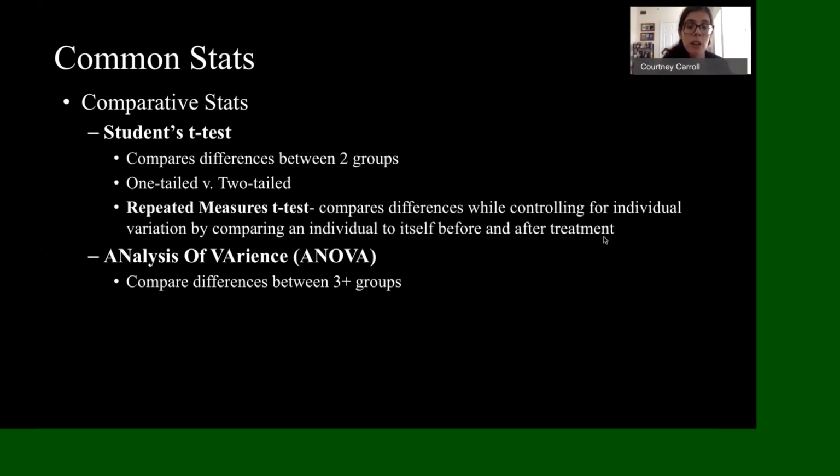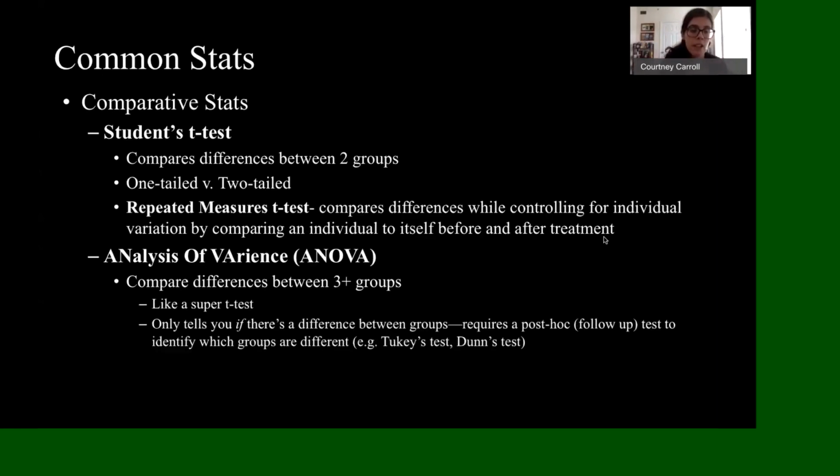Okay. You can also do something called a repeated measure t-test, which you compare for differences while controlling for individual variation by comparing an individual to itself before and after treatment. This is sometimes called a paired t-test. So you take one person and you measure something before, and then you give a treatment and you measure them after, and you want those two values to be compared to itself. So it's a paired t-test.